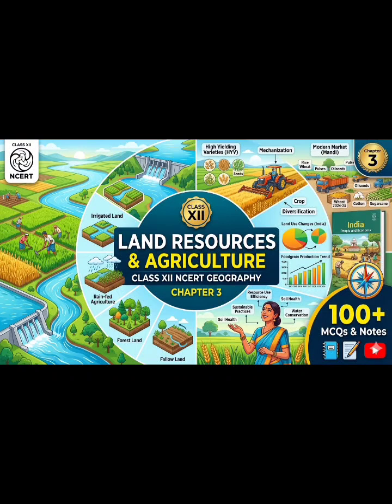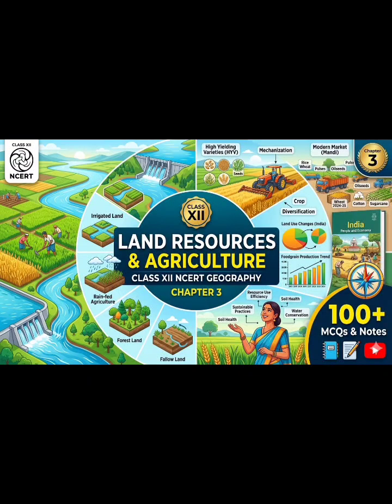Next point is fallow other than current fallow. This is also a cultivable land which is left uncultivated for more than a year but less than 5 years. If the land is left uncultivated for more than 5 years, it would be categorized as cultivable wasteland.